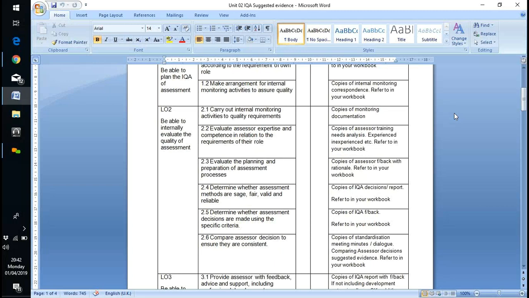So then carry out internal monitoring activities of quality requirements. Right, okay, so copies of your monitoring documentation. That will be IQA reports. It could be for external assessors, a visit to a candidate where you will observe the assessor doing an observation or other means of assessment, such as professional discussion with the candidate.